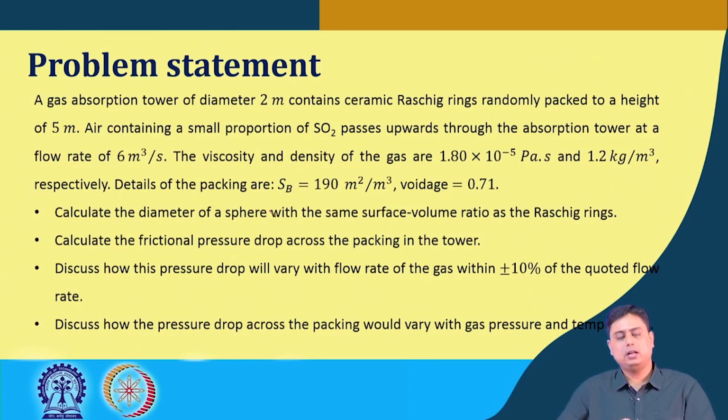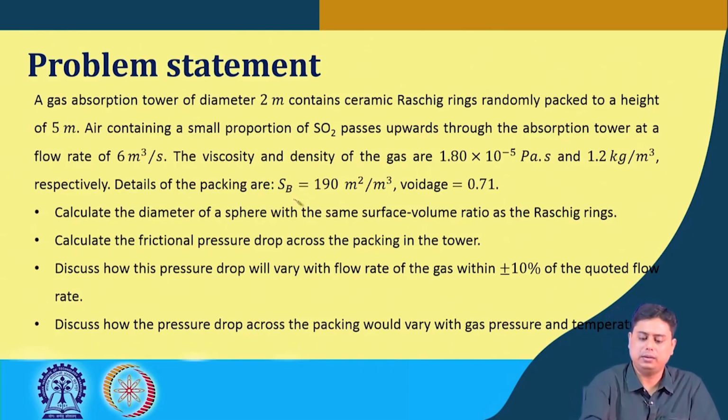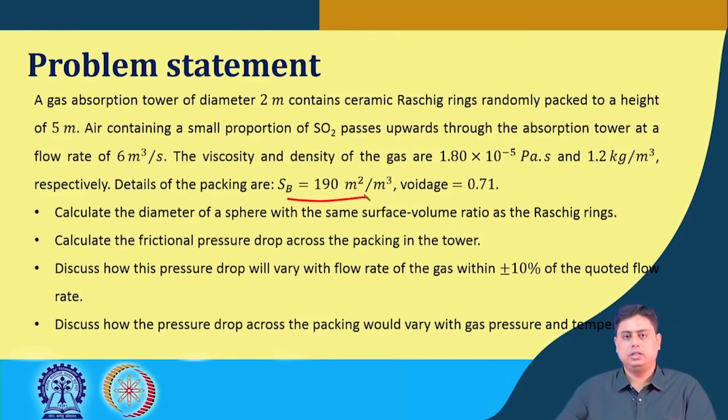The viscosity and density of the gas phase are given. The details of the packing are also given, because this is a typical packing, not a regular structure with systematic calculations. For the Raschig ring, the properties are given, like the surface area per unit volume of the bed, SB, and the voidage value is 0.71.